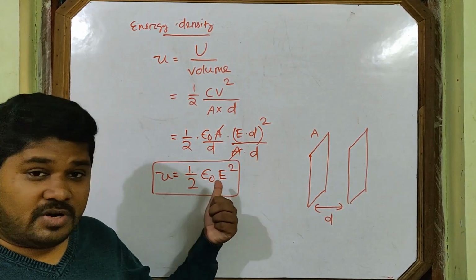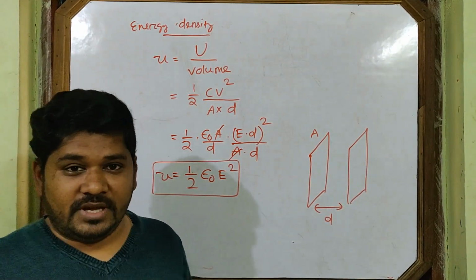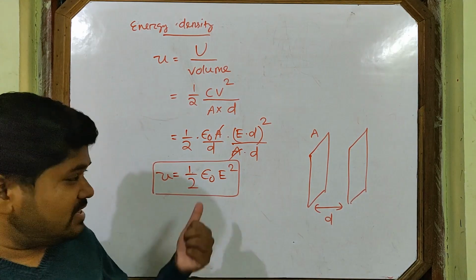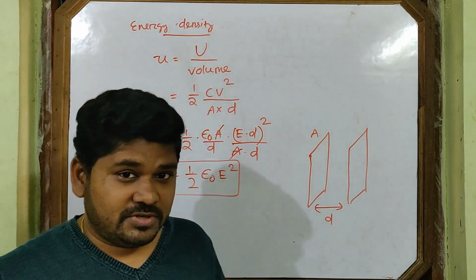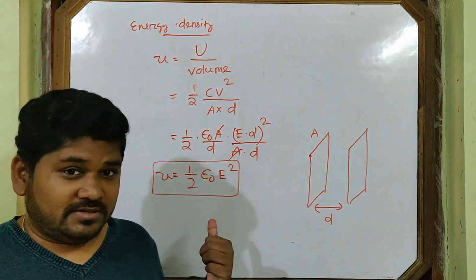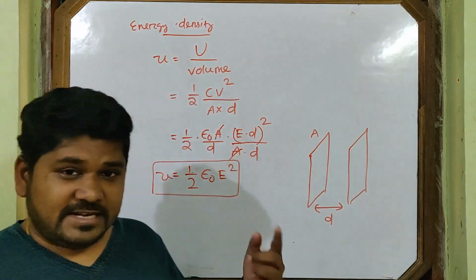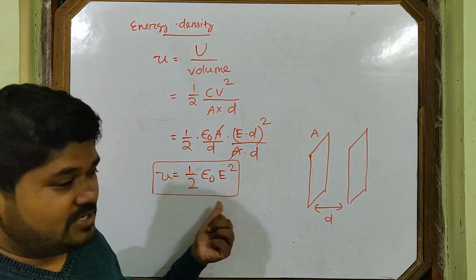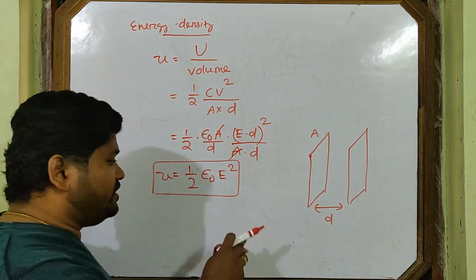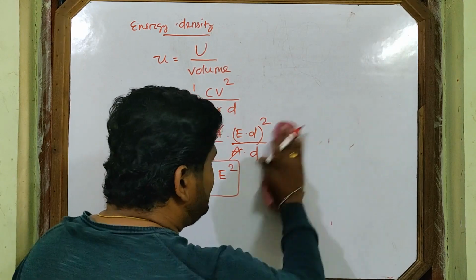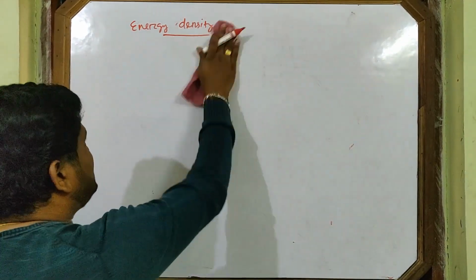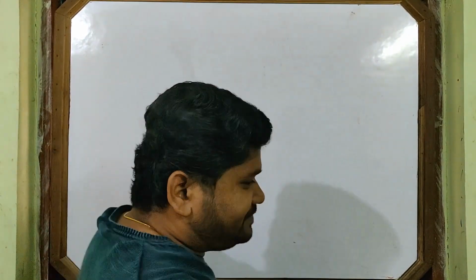Half epsilon naught E square. Remember this one. After some days I will tell you to recall this expression again. This will also be used in other chapters, in the next chapters. Clear? So this is about energy stored in the capacitor and energy density. Now let's see, in combination, what happens to the energy stored?